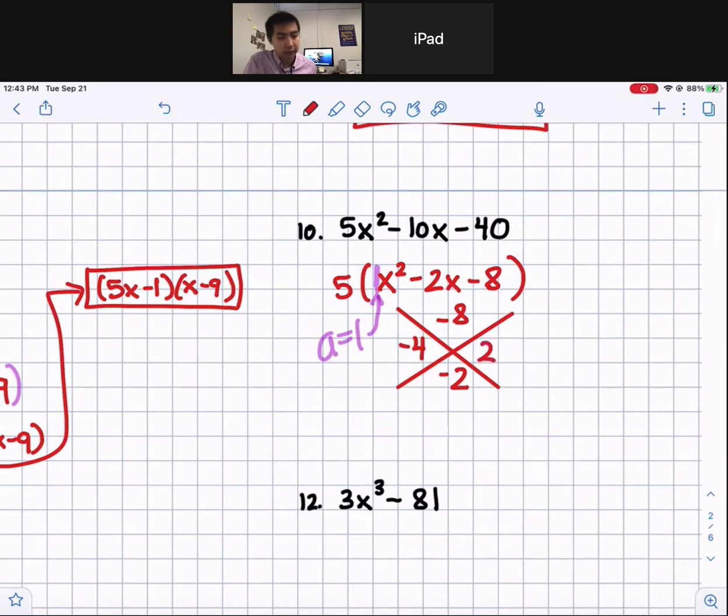-4 plus 2. -4 times 2 is -8. -4 plus 2 is -2. And since a is equal to 1, we just use our two side numbers. So don't forget this 5. x minus 4 and x plus 2.